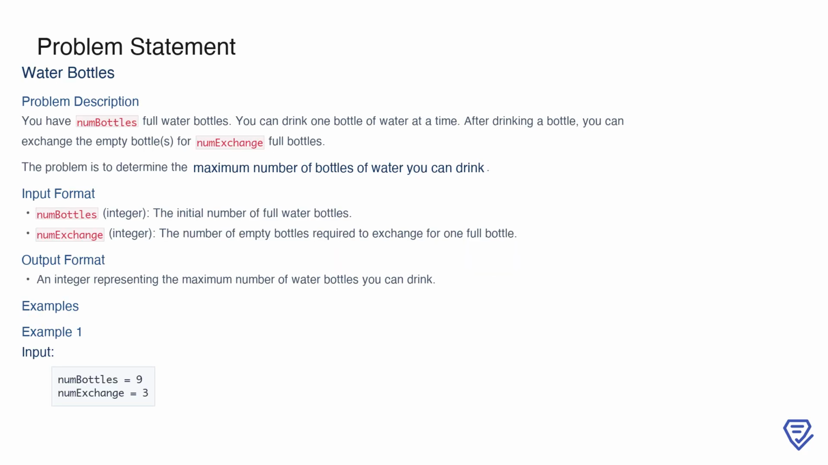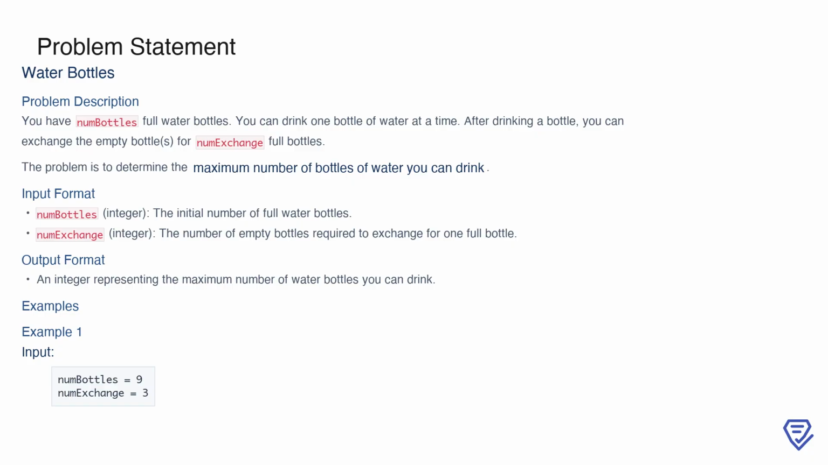In this problem, you are given a certain number of full water bottles, represented by the variable numBottles. You can drink one bottle at a time, and after drinking, the empty bottle is left over. These empty bottles can be exchanged for new full bottles, with the condition that you need a specific number of empty bottles, defined by the variable numExchange, to get one full bottle in return. Your task is to calculate the maximum number of water bottles you can drink, considering both the initial bottles you start with and the additional bottles you can obtain through the exchange process.